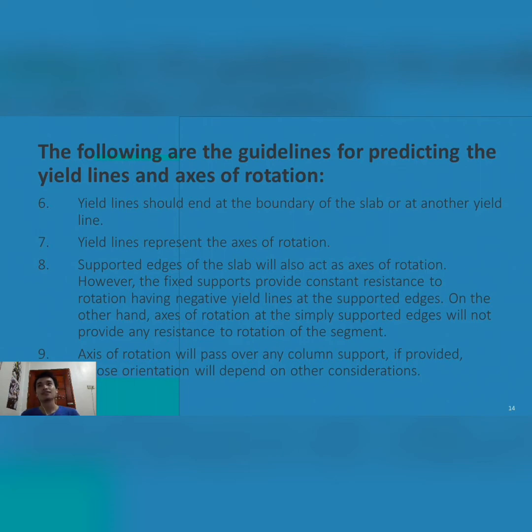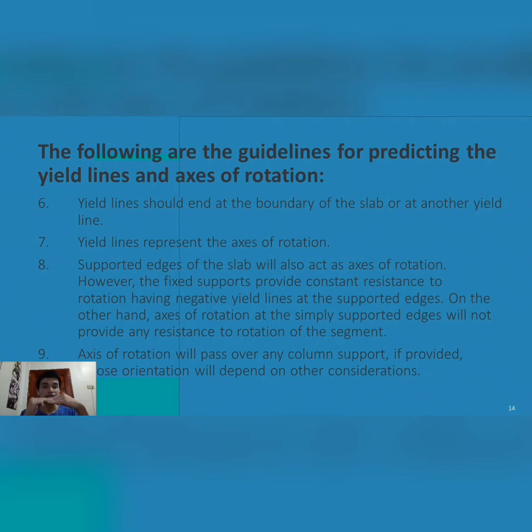So, number 8 is, supported edges of the slab will also act as axis of rotation. However, the fixed supports provide constant resistance to rotation, having negative yield lines at the supported edges. On the other hand, axis of rotation at the simply supported edges will not provide any resistance to rotation of the segment. So, pinapakita lang dito, kunyari sa two-way slab, syempre yung axis of rotation niya nasa edge ng support mo at ng slab mo.